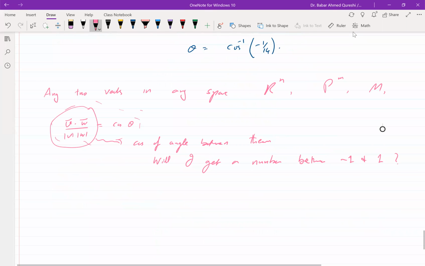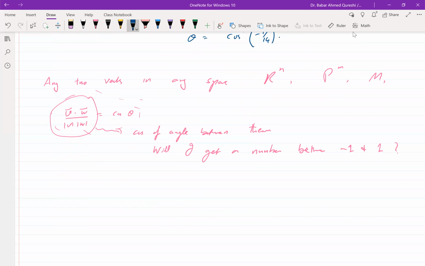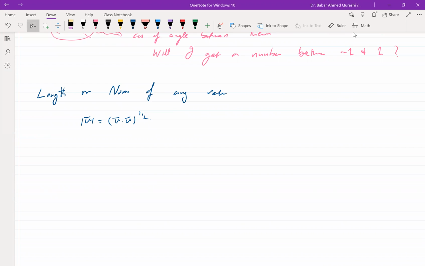But I can at least define the length or norm of any vector. It would be simply the square root of v dot v. And I can take the square root because v dot v is already a positive number. Now let's use some intuition to derive some possible theorems about scalar products in general. So this, let's call it a theorem.